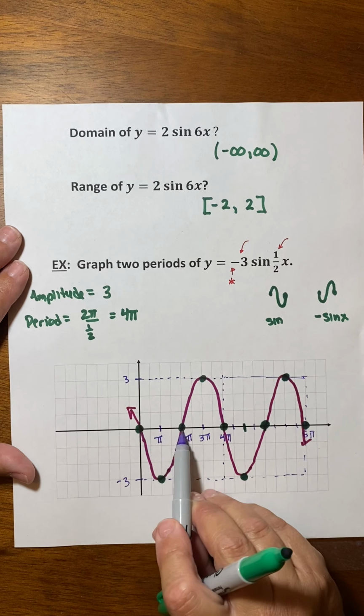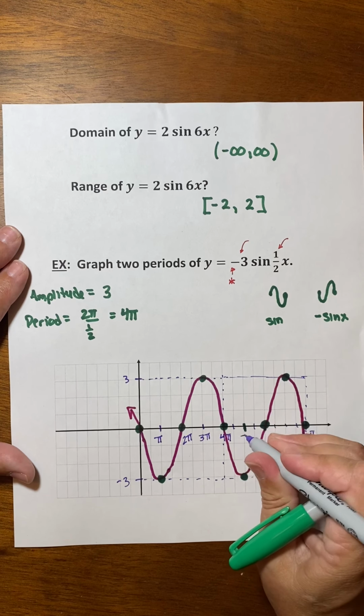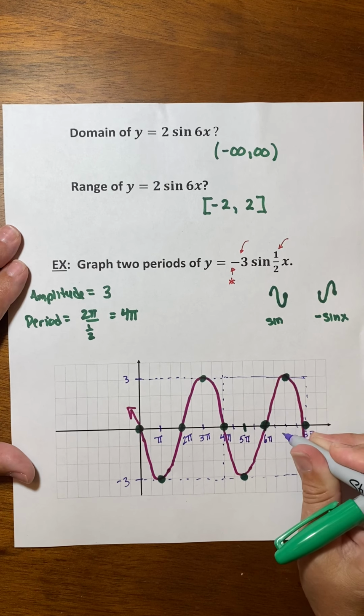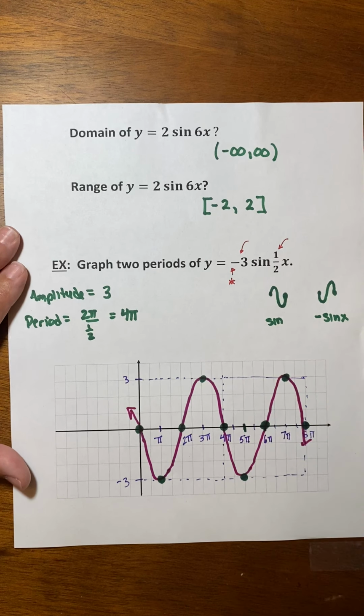So we have 1 pi, 2 pi, 3 pi, 4 pi. It's going to bottom out at 5 pi. It's going to cross at 6 pi. It's going to max out here at 7 pi. And then it's going to cross again at 8 pi.